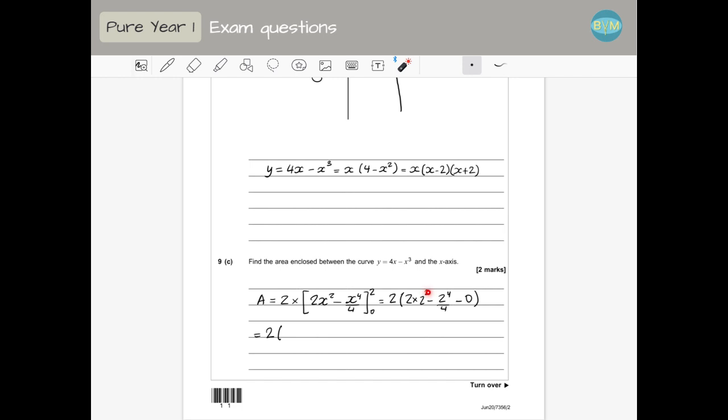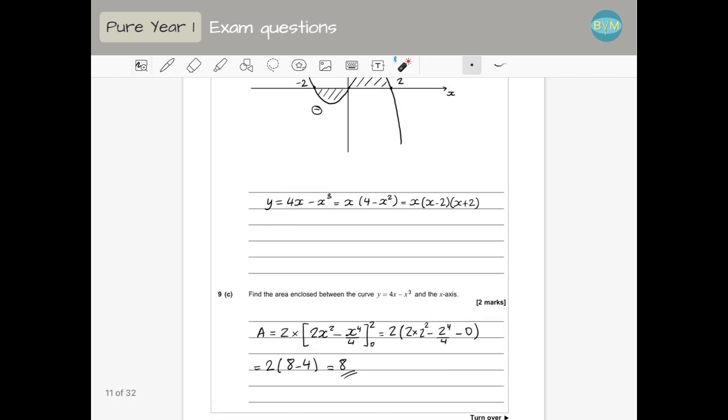this is 8, so 2 cubed, which is 8, minus 2 to the power of 4 divided by 4 is 4. So I have 8 minus 4, 4 times 2, 8. And that's the area, not 0, it's the area.